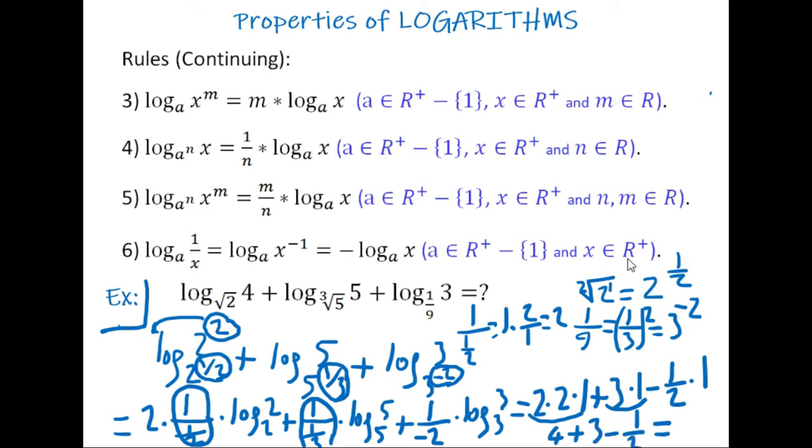4 plus 3 is 7. So it's going to be 7 minus 1 divided by 2. 7 times 2 is 14. Just let me write the result here, which is equal to 13 divided by 2, which is the final answer.